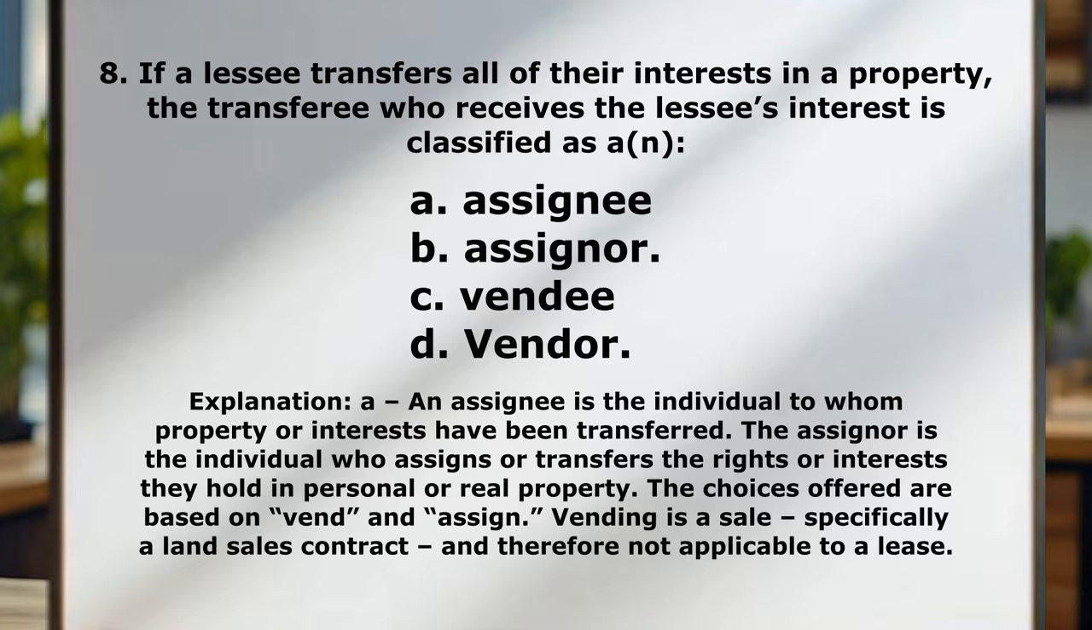And so the other choices, vendor and vendee here, those are specific to a sale and like land sales. So they're not even applicable here. So it's got to be assignee or assignor. And we know that the assignee is the individual to whom property or interests have been transferred. Answer is A. Question number 9.